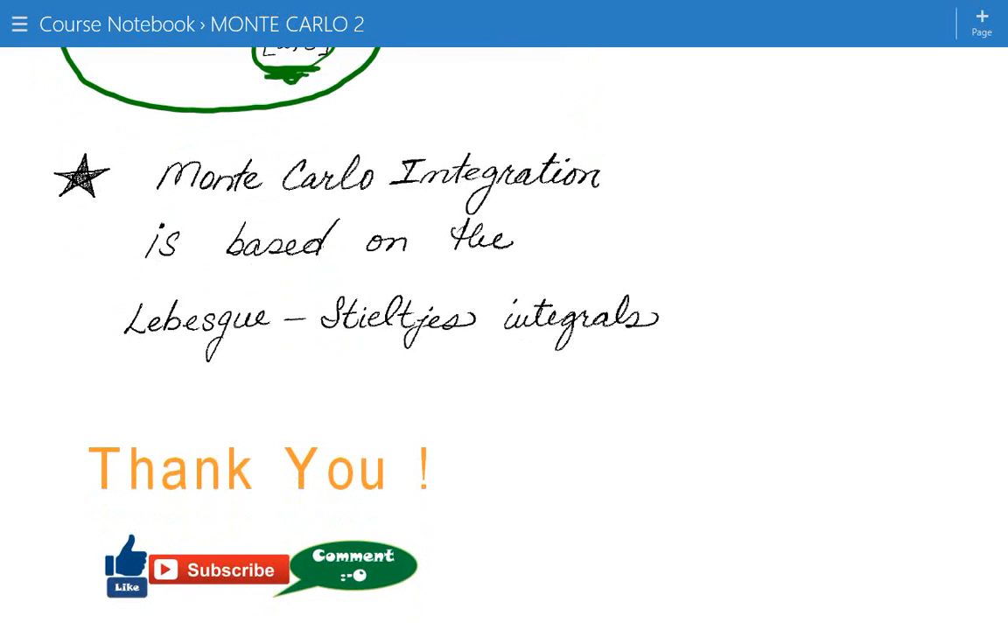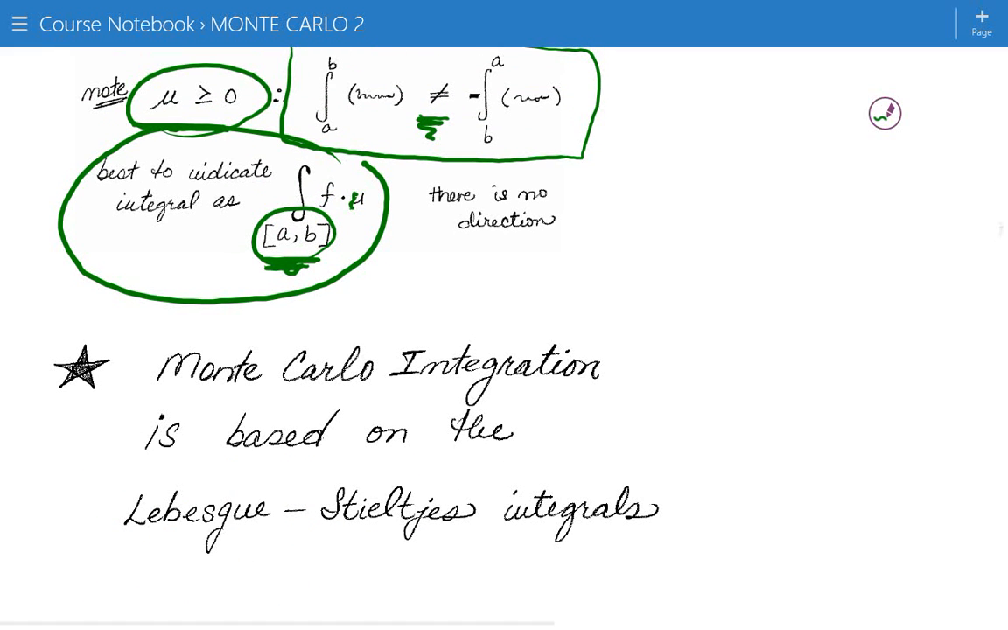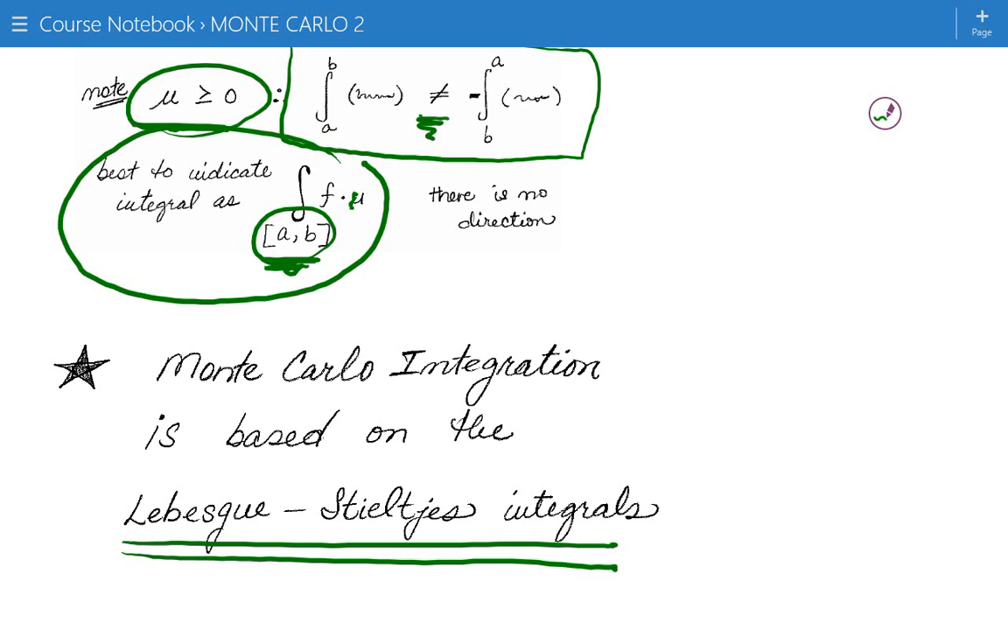So the Monte Carlo integration that I just described is going to be based on the Lebesgue-Stieltjes integral, which I just described, and that is what we're going to base our Monte Carlo integration on.